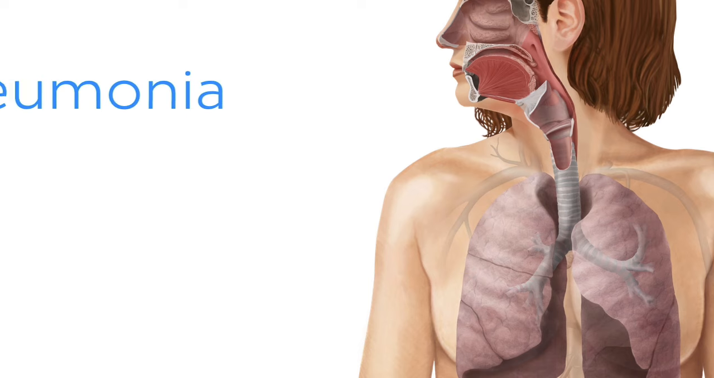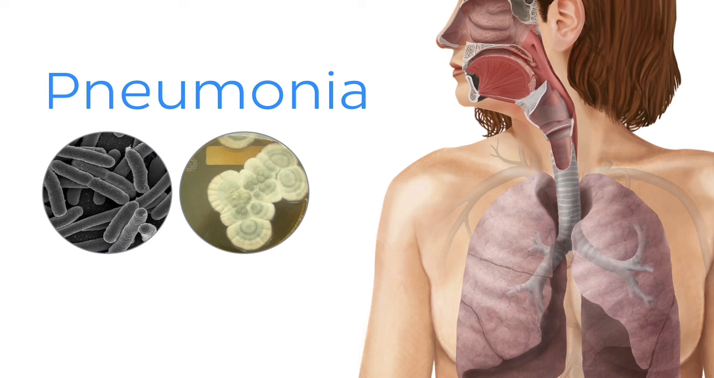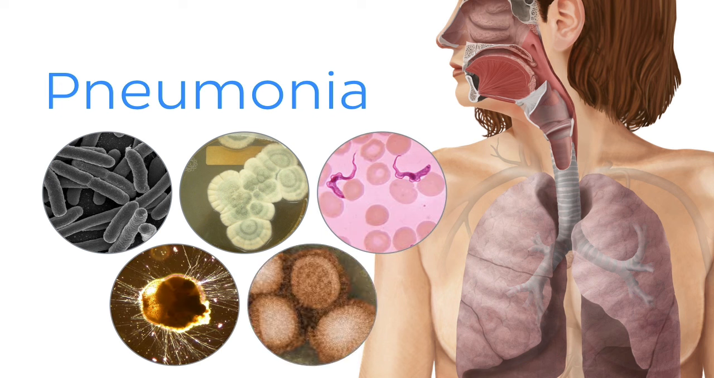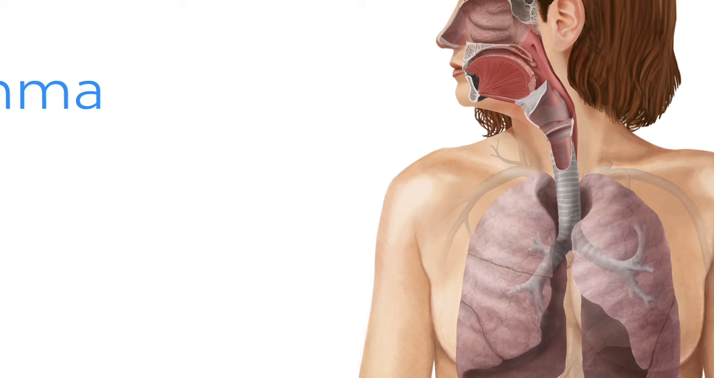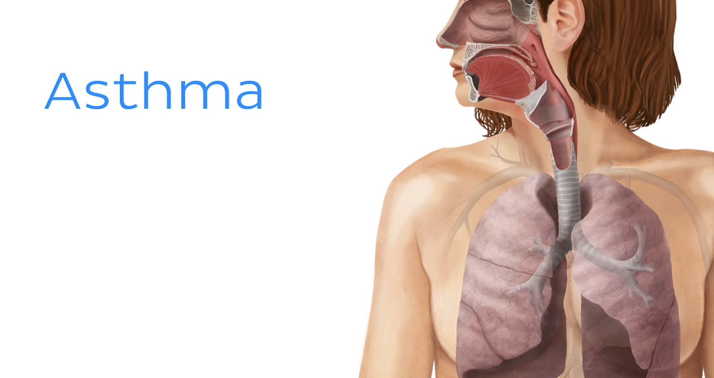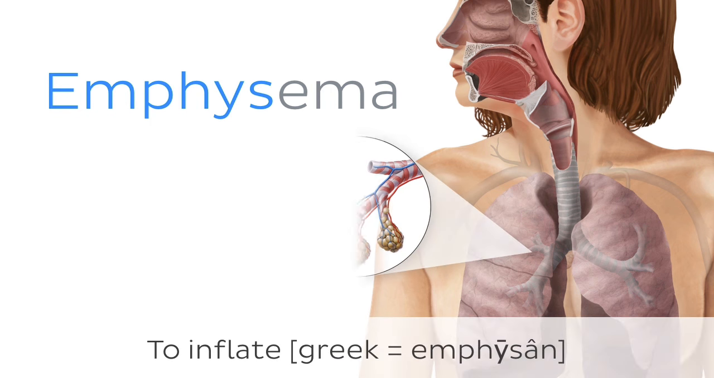Then we have pneumonia, which is an infection of the lungs caused by a wide range of factors: bacteria, fungi, parasites, amoebae, and viruses such as the influenza virus. And of course, we have the chronic pulmonary diseases that we need to talk about. Asthma might just be the best known chronic disease of the airways. It periodically causes the airways to spasm and narrow, leaving the individual breathless and the airways much more sensitive to various irritants. Emphysema is a chronic respiratory disease where the overinflation of alveoli causes weakened lung function.